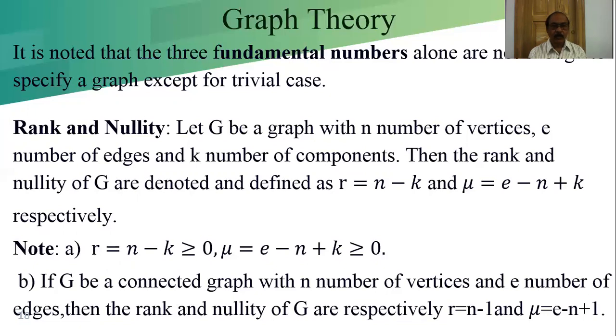Now some discussion is here. We can call it the note. r equal to n minus k is greater than or equal to 0. When n and k are the same, then it is equal to 0. Otherwise, in normal cases k is less than or equal to n. When the equality holds, then it is equal to 0. When the equality does not hold, that is the strict inequality, then n minus k is greater than 0. Mu equal to e minus n plus k is greater than or equal to 0.